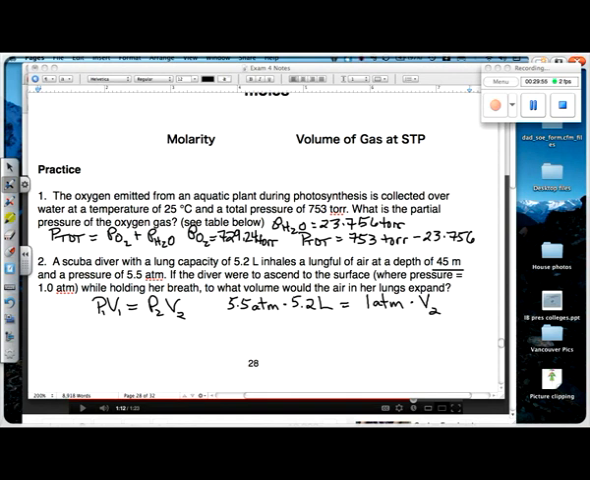28.6 liters, because I divide by 1, right? And when I take the 1 atmosphere over here, the atmospheres cancel, and I end up with, what did I say? 28.6 liters. Can your lungs expand to 28.6 liters? I don't think so. So this is how lungs can burst if you're not careful as you're coming up from a dive. All right.